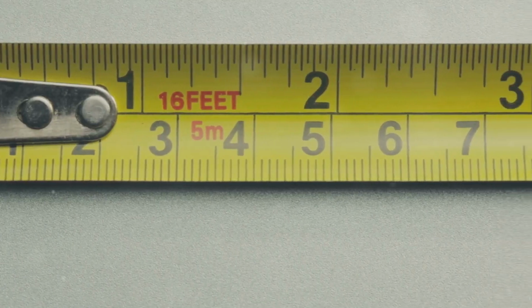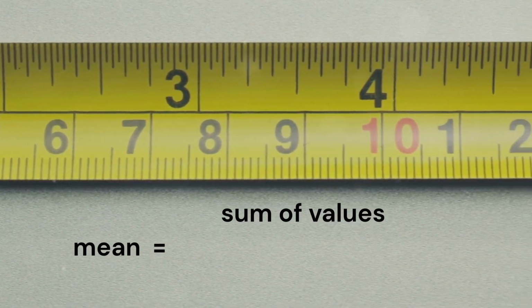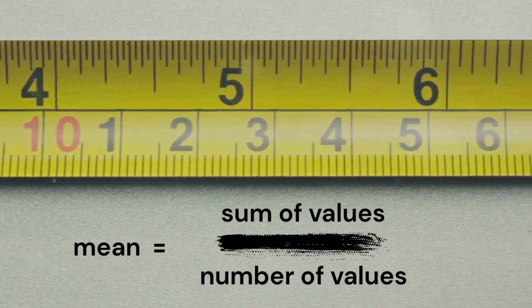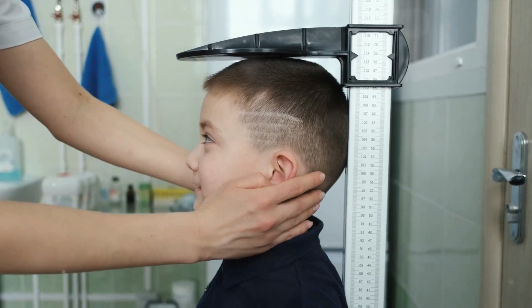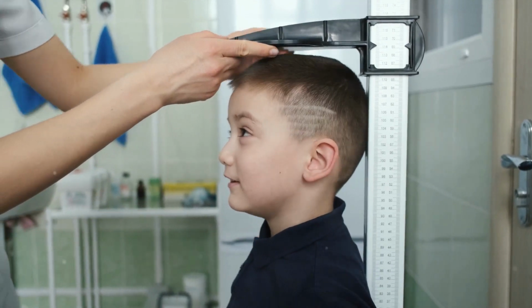But how do we calculate the sample mean? It's simple, really. You add up all the values in your data set and then divide by the number of values. So if we were looking at the heights of a group of people, we'd add up all their heights and then divide by how many people there were. The result would be the sample mean height.